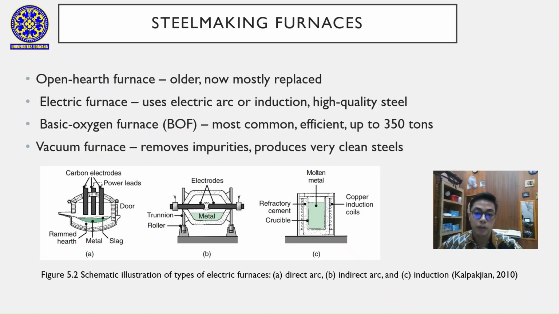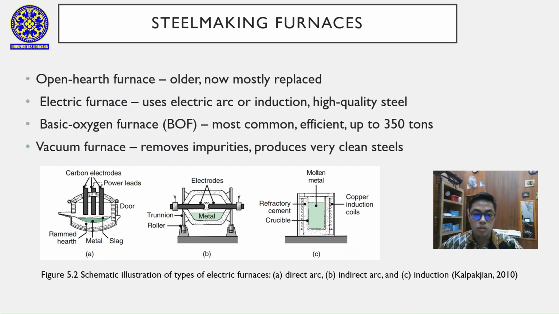Steel making is the refining of pig iron into steel. There are several furnaces used. The open hearth furnace is older and mostly replaced today. Electric furnaces use an electric arc or induction to melt scrap and produce high-quality steels. The basic oxygen furnace, or BOF, is the fastest and most common method, producing hundreds of tons in less than an hour. For the highest purity, vacuum furnaces are used, where the air is removed to avoid contamination. This technology allows us to produce different grades of steel efficiently.